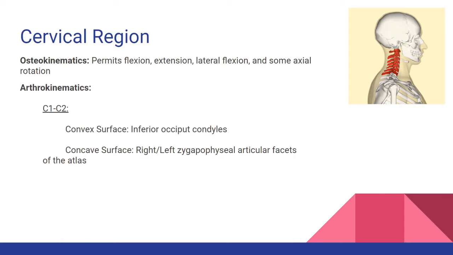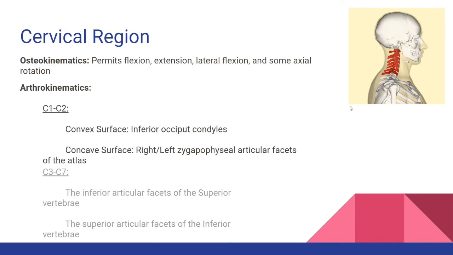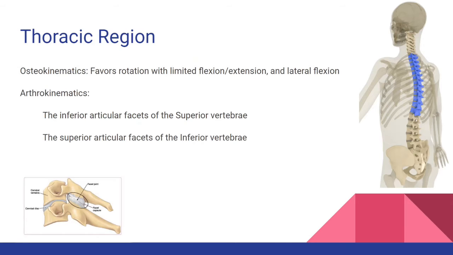For the arthrokinematics, from C1 to C2, the convex surface of the inferior occiput condyles are articulating with the concave surface of the right and left zygapophyseal articular facets of the atlas. And from C3 to C7, the inferior articular facets of the superior vertebrae are articulating with the superior articular facets of the inferior vertebrae.